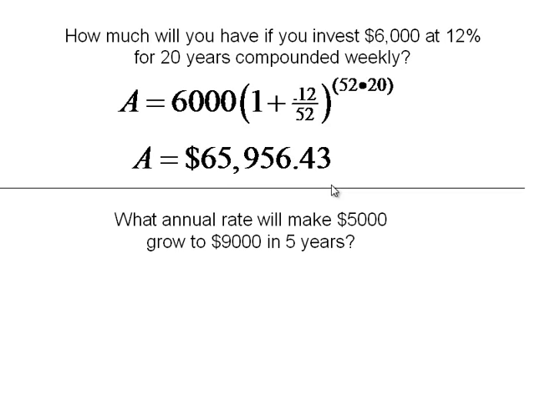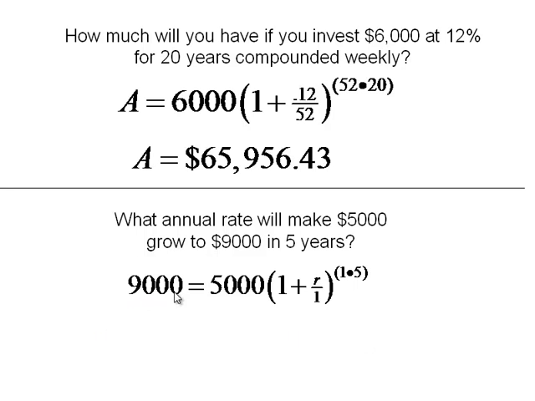And then the final problem, we're going to reverse things. What annual rate, so we're going to look for r, will make $5,000 grow to $9,000 in 5 years? So we put in the numbers. 5 years, annual, so we're not compounding continuously, so you put the numbers into the compound interest. 9,000 is what you want to end up with. 5,000 is what you're starting with. 1 plus our rate divided by 1, and our power is 1 times 5.